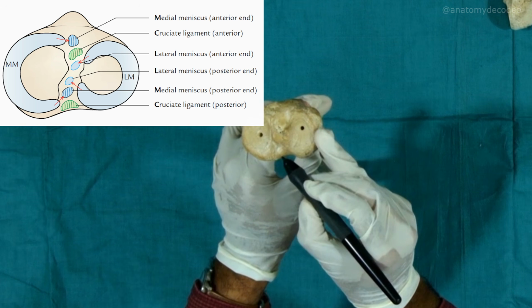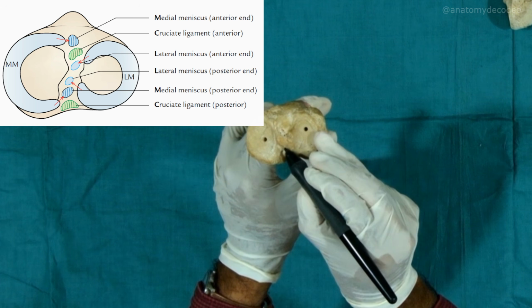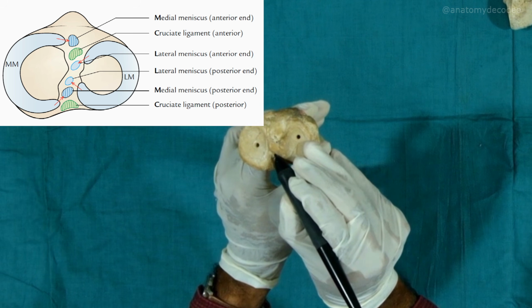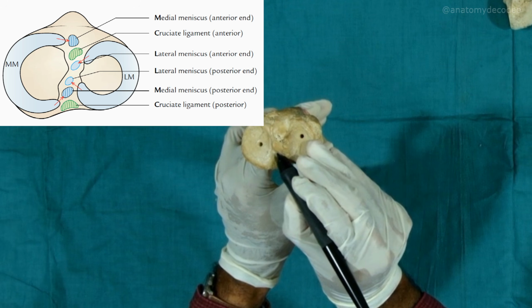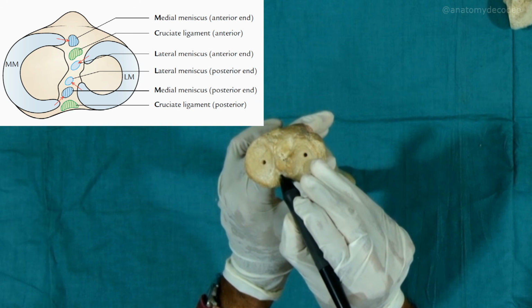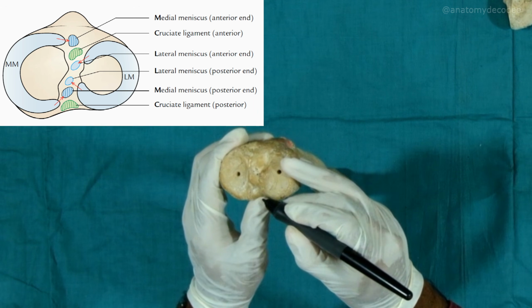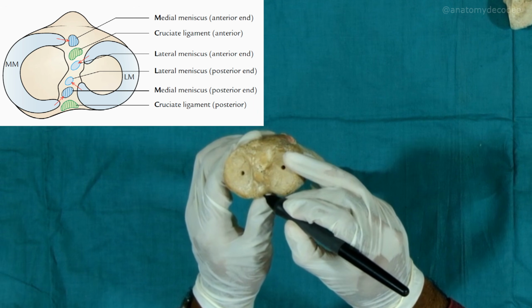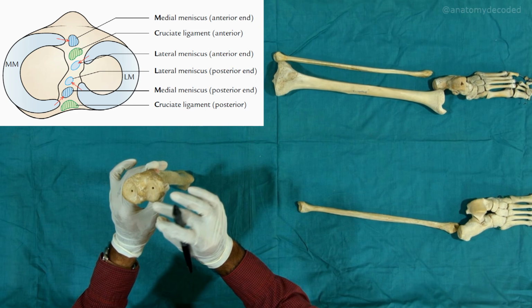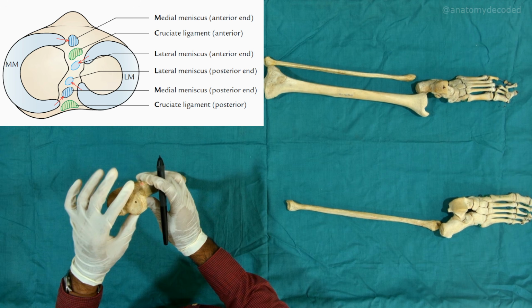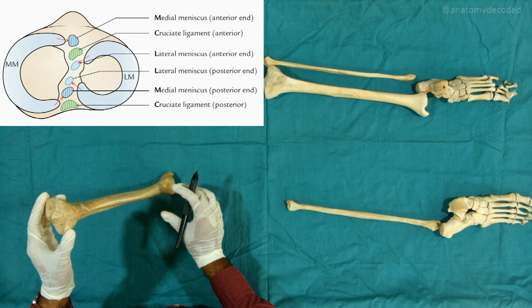Then again posteriorly there is Lucknow Medical College. L stands for the lateral meniscus, the posterior end of the lateral meniscus. M stands for the medial meniscus. Then C stands for the cruciate ligament, the posterior cruciate ligament. So there are a lot of structures. It's better to remember the mnemonic and then name the structures in that particular order.